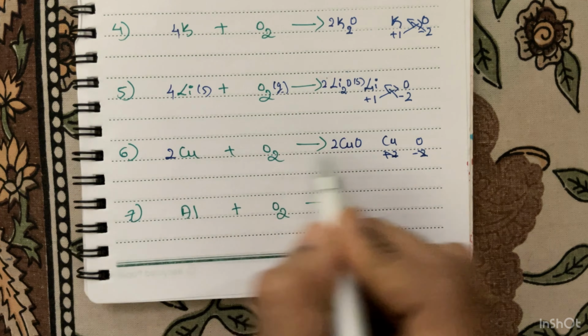Now it is balanced. Now aluminum with oxygen: aluminum has a +3 charge and oxygen has a -2 charge. Now 3 goes to oxygen and 2 goes to aluminum, so we have Al2O3, aluminum oxide. Now we need to balance. Here aluminum is 2, so let me write 2. Now aluminum is 2 on this side also.